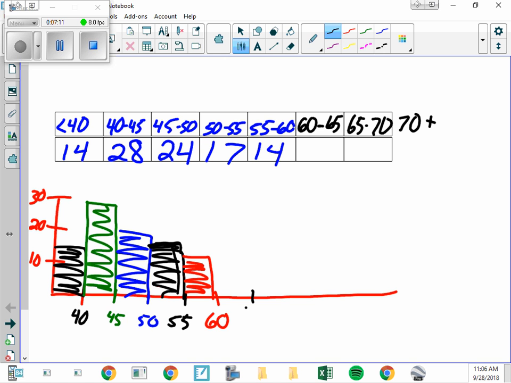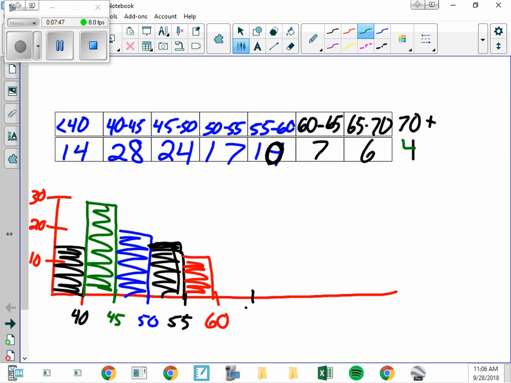Count up your 60 to 65. Oh, so this is a 10 now. Okay, 60 to 65. 1, 2, 3, 4, 5, 6, 7. And then how many did we write on 65 to 70? 6, and then 1 out here. Okay, sorry about that. I need to update my worksheet.